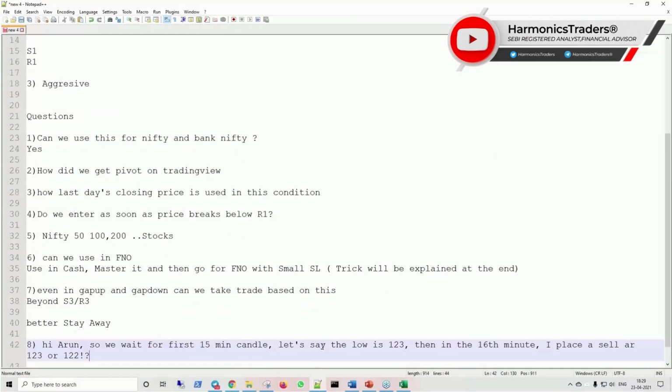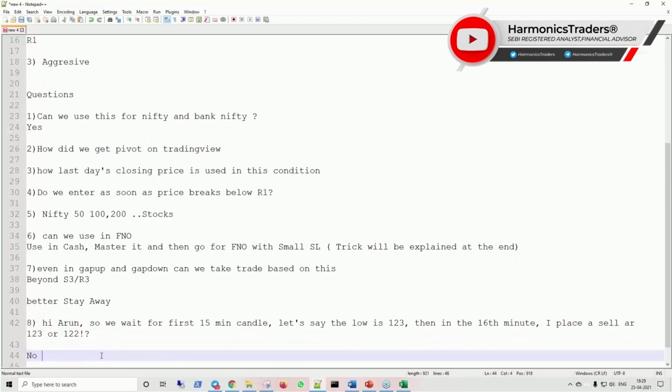We wait for the first 15-minute candle. So let us say the low was 123. Then in the 16th minute, I place a sell at 123. No, it's not like that, bro. Do remember, we do reversal.